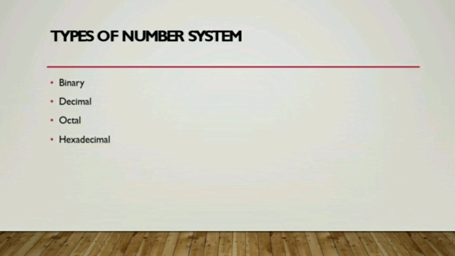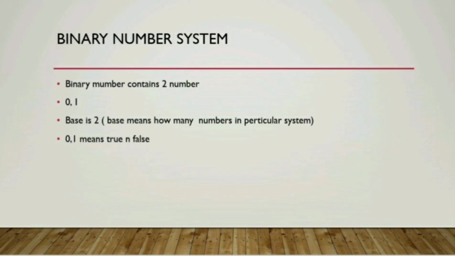Number 1 is the binary number system, which contains two digits, 0 and 1. The decimal number system contains 0 to 9, which means 10 numbers. Hexadecimal has 16 numbers, and the octal number system has 0 to 7, which means 8. So the binary number system contains two numbers, its base is 2. Base means how many numbers are in this system.